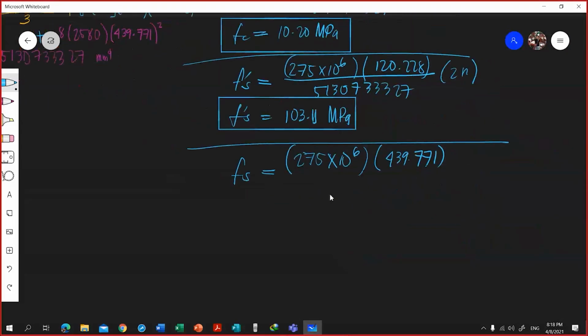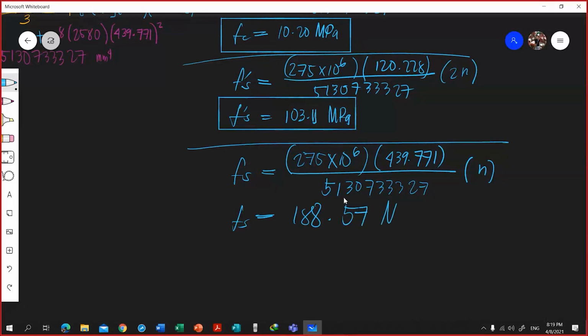All over, of course, the moment of inertia, 5130733327. And of course, you have to multiply this by n, since the steel is converted into its equivalent concrete, so instead of dividing by n, I just multiply by n here. So what's the value for Fs? 188.57. This is in megapascal.